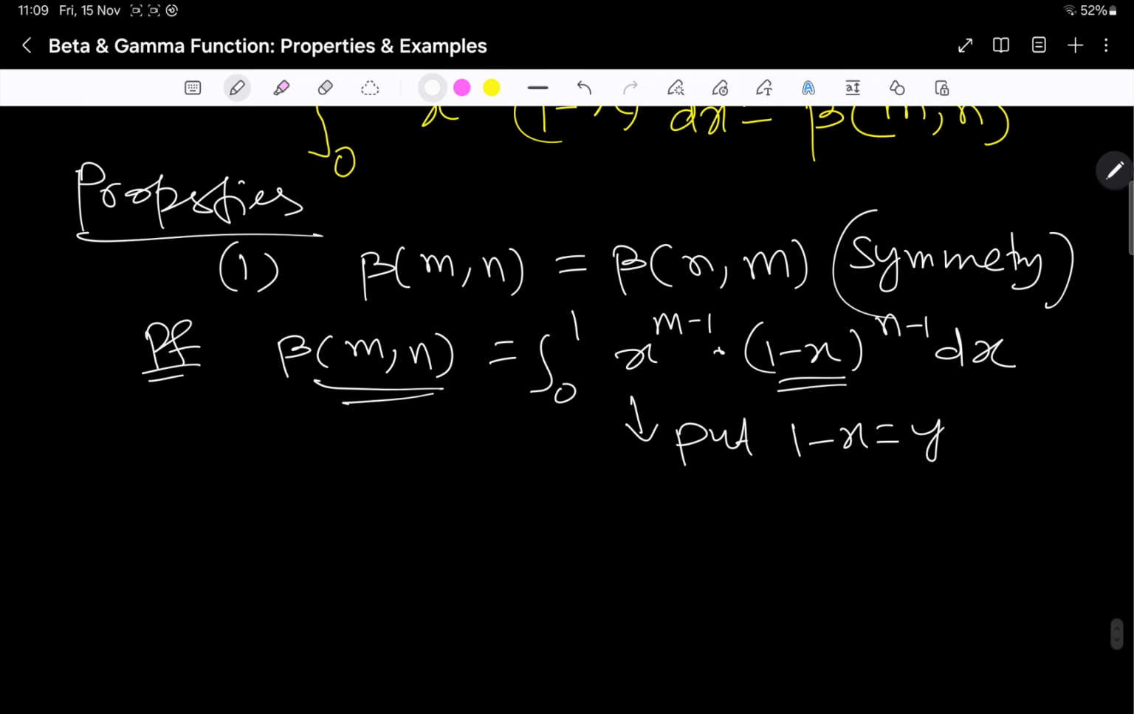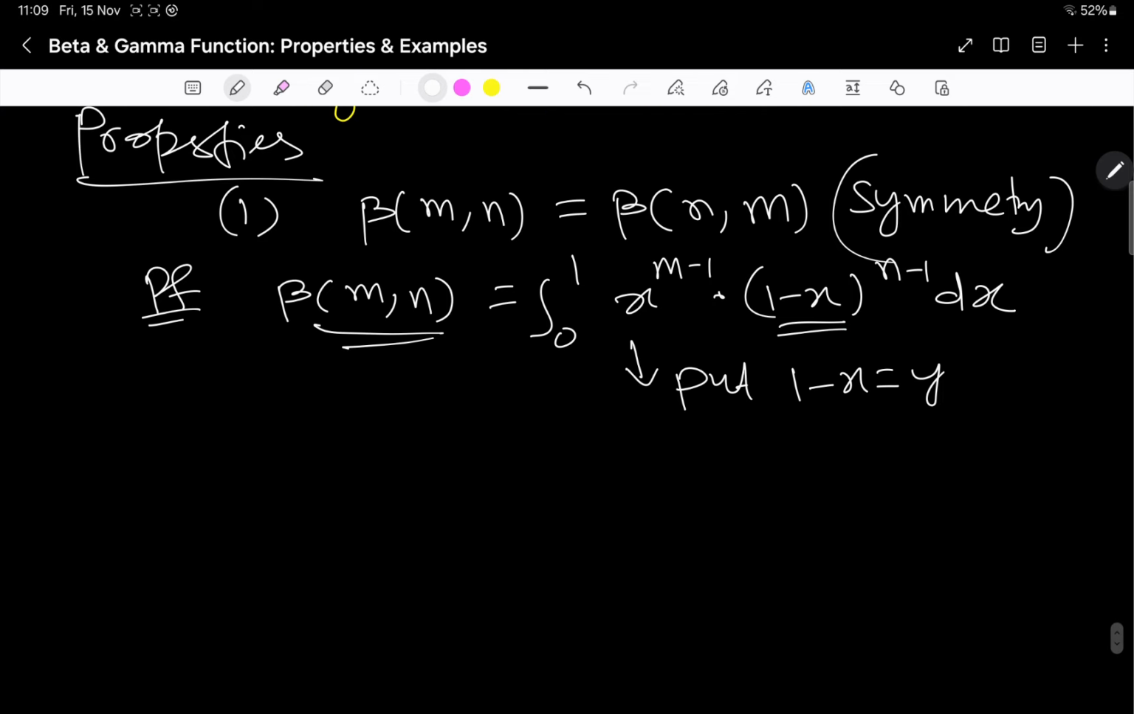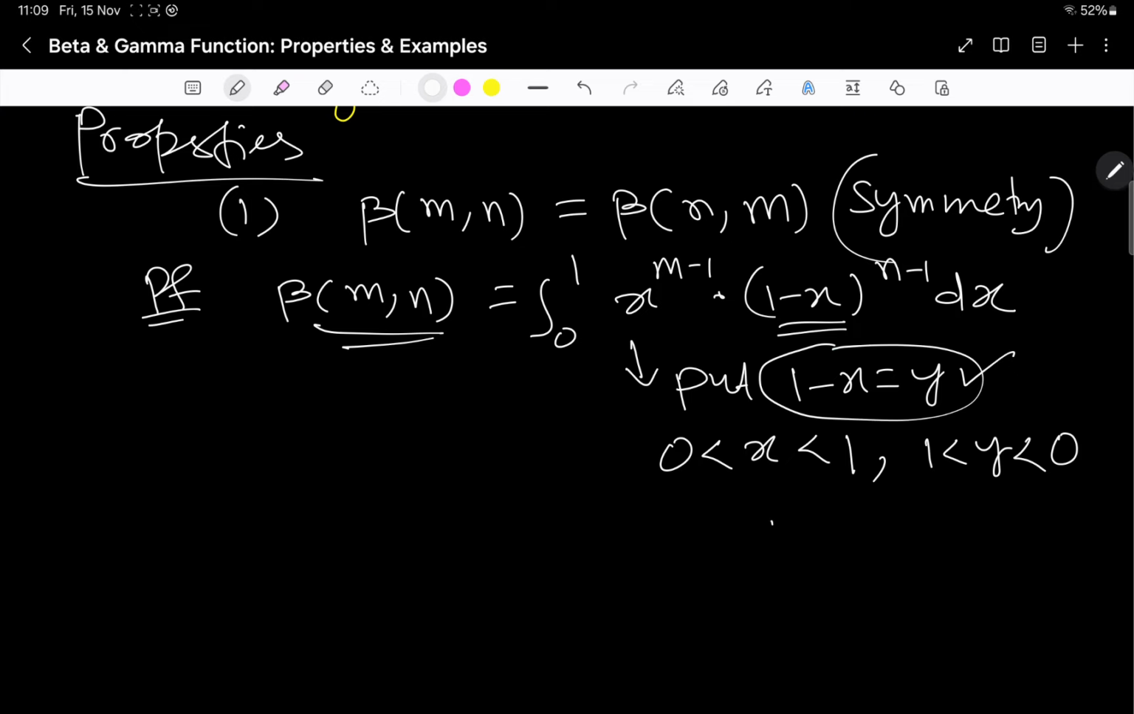This 1 minus x is equal to y, right? So whenever x goes from 0 to 1, 0 less than x less than 1, for 1 it is 0. What happens to your y? 1 less than y less than 0, right? So now differentiate it. What happens to your dx? dx is your minus dy.